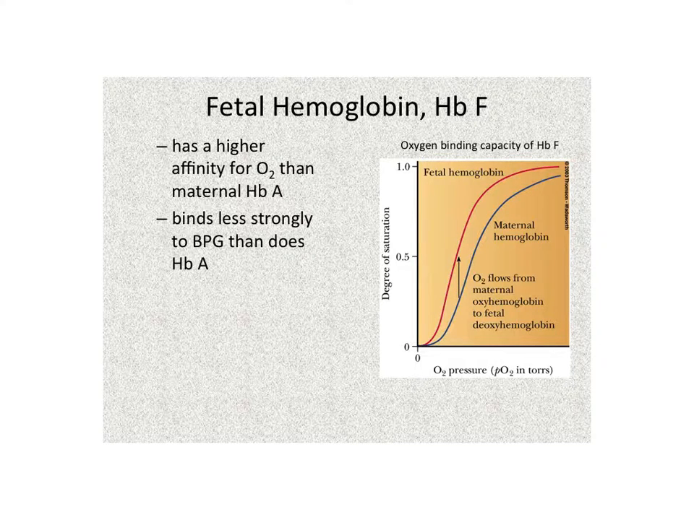And so, okay, that's just to show. The way that it works is that it binds the BPG less tightly. Since it has slightly less affinity for BPG, the mother's going to have more BPG bound than the fetal form. So, because of that, the oxygen is going to flow from the mother to the child.